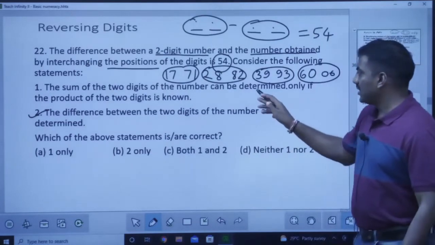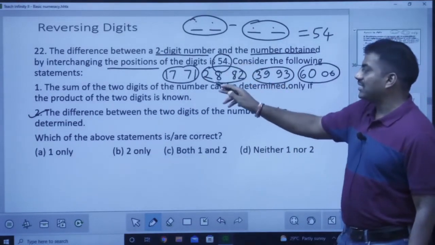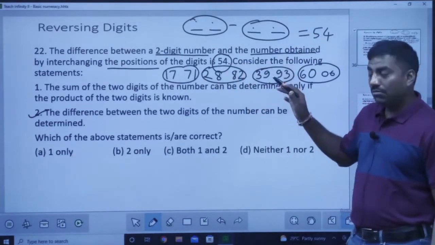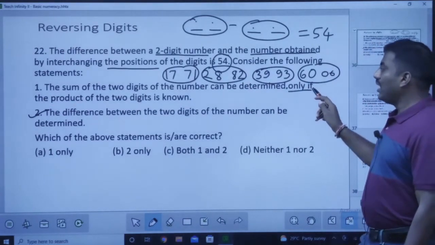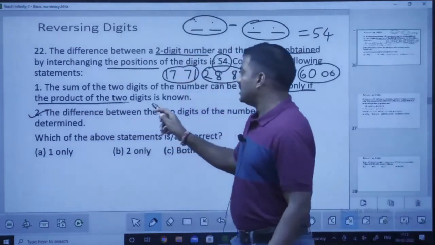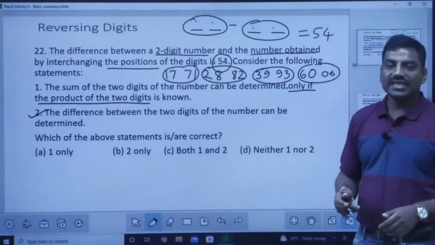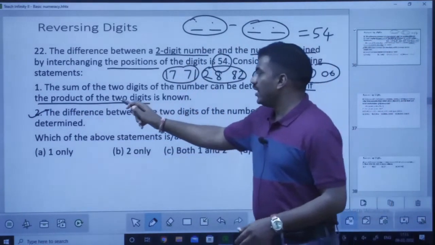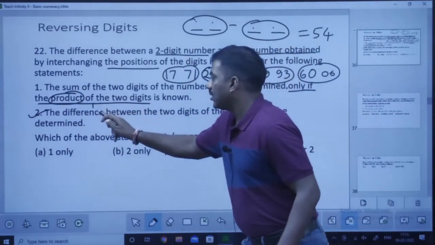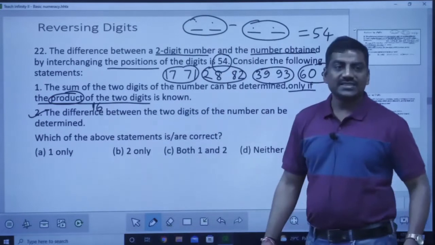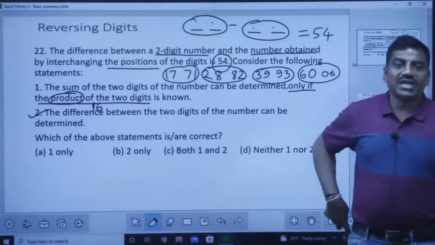Only with this information we cannot find out the sum. But this can be determined only if the product of the two digits is given. Let's say in this question, if they give that the product of digits is 16. Product of digits is 16. Can we find out the numbers?